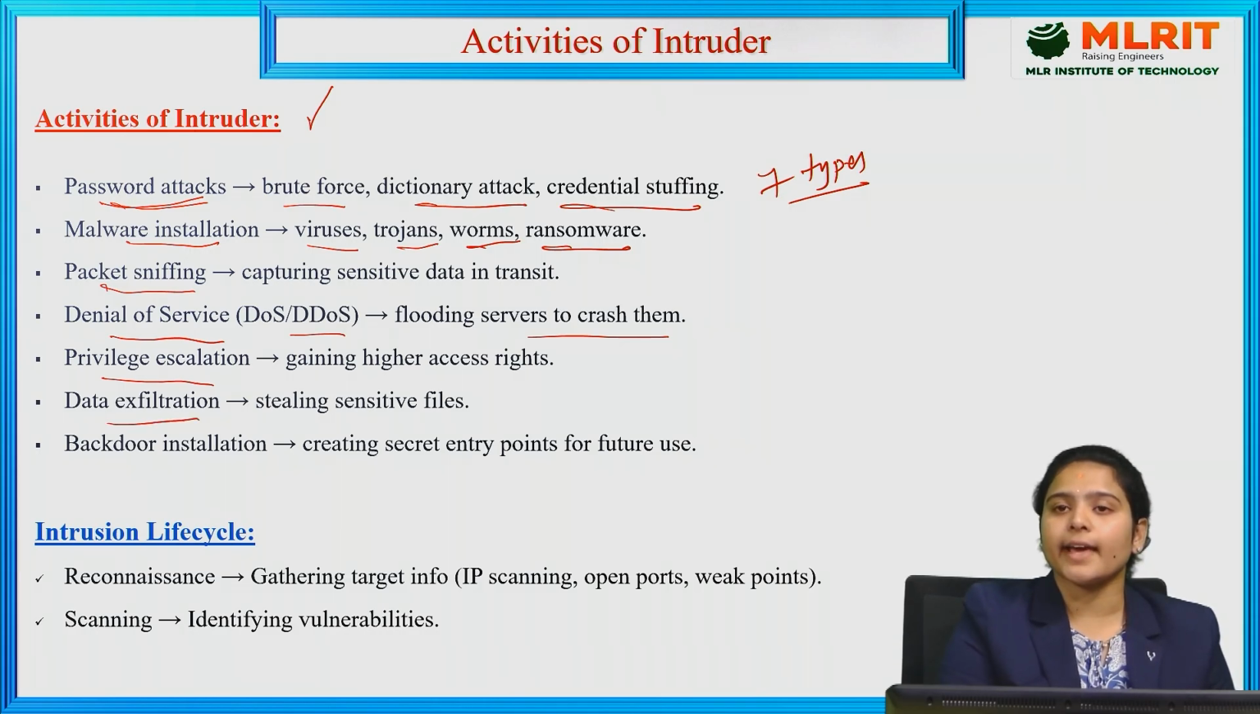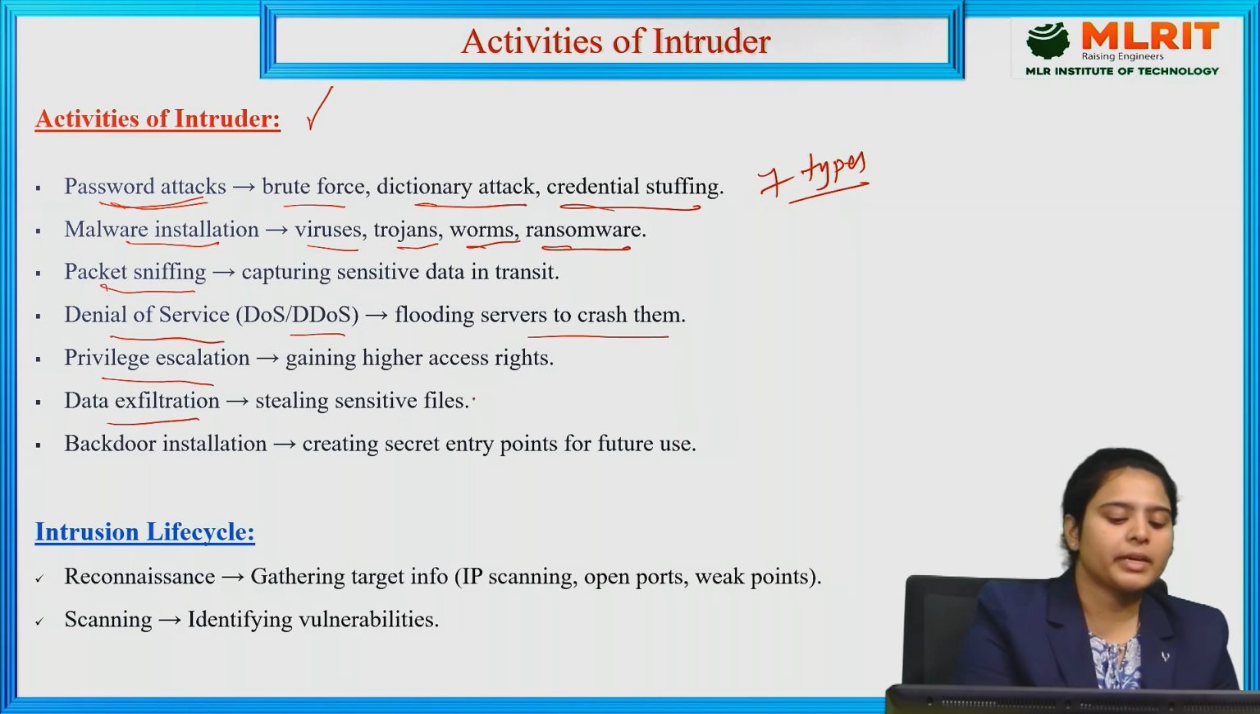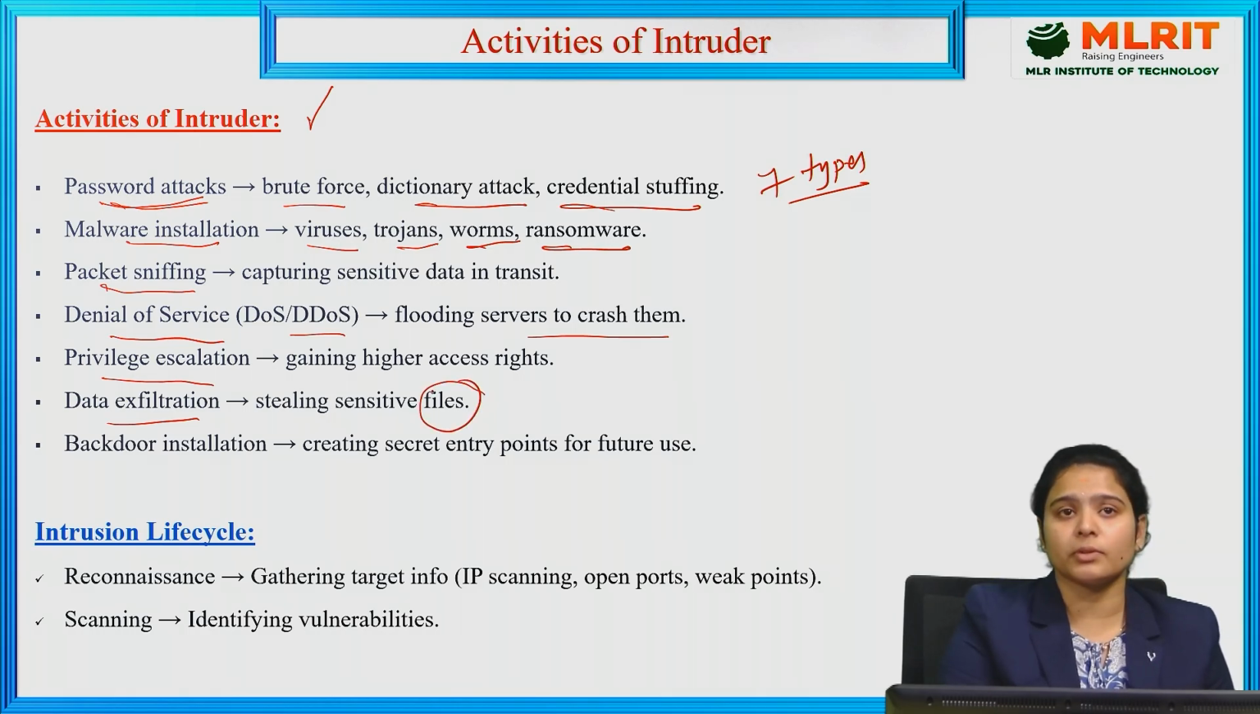The next one is data exfiltration. Data exfiltration mainly involves the stealing of sensitive files. So mainly sensitive files are taken in the exfiltration process. The next one is backdoor installation. Backdoor installation always creates entry points for future use. That is the main part of the backdoor installation process.